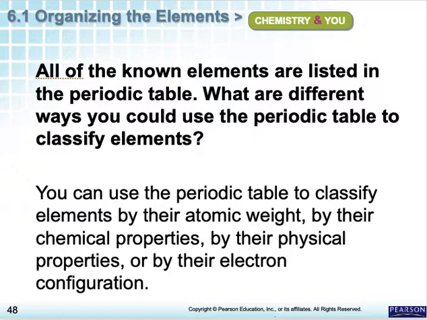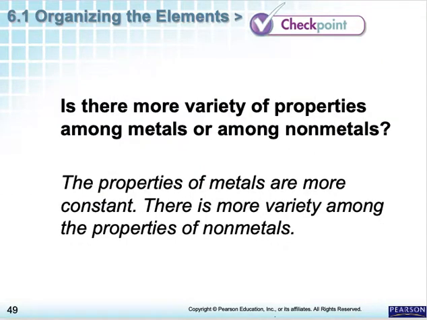All of the known elements are listed in the periodic table. What are different ways you could classify the elements on the periodic table? Well, you can classify them by their atomic weight, which we no longer do, by their chemical properties, by their physical properties, or by their electron configuration. Is there more than one variety of properties among metals and nonmetals? Properties of metals are more constant, and there's more variety among the nonmetals.